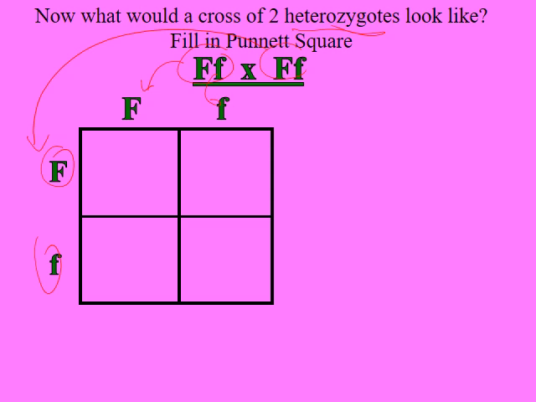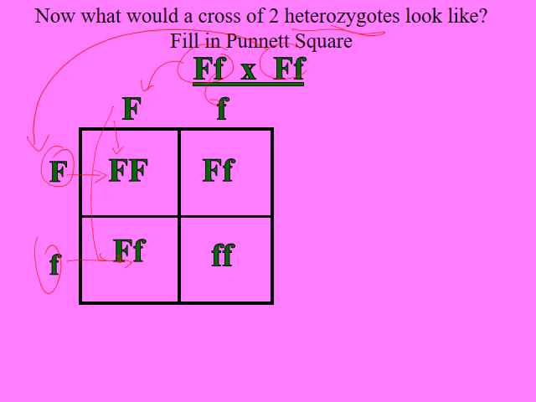So I'd like you to pause the video and see if you can fill this one in on your own. Again, all it is, you bring it down and you bring it over, and you do the same for the others. You bring it down, bring it over, and fill in. Tell me, what are the odds of producing either a kid with freckles or a kid without freckles?